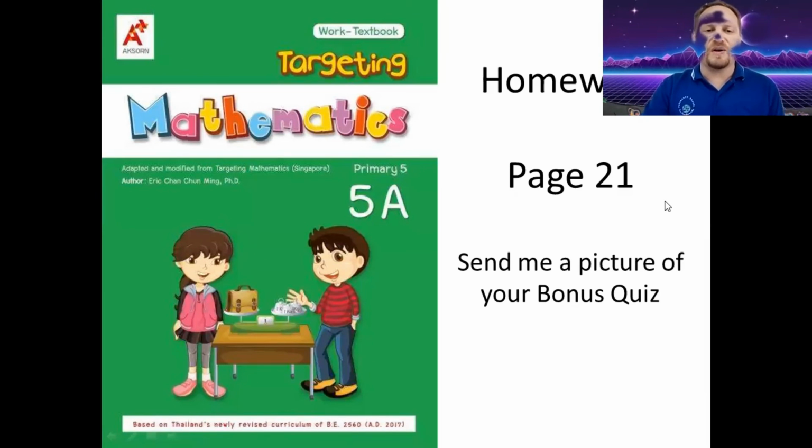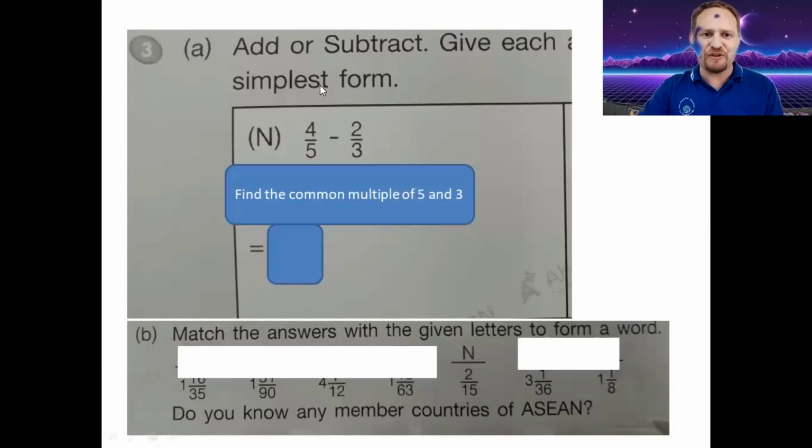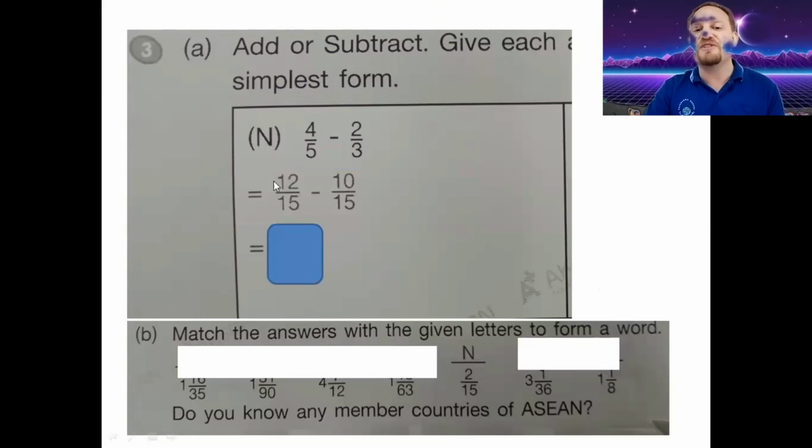And I'll do question 1 with you so it's clear. If you look on page 21, it gives you a letter in the brackets. You see the letter N, okay? And you have to answer the question. So 4 over 5 minus 2 over 3. We'll get the common multiple of 5 and 3, which is 15. So now we have 12 over 15 minus 10 over 15 gives us 2 over 15, right?